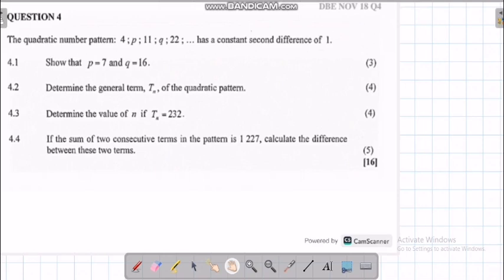Okay people, we are moving forward now, we're doing question 4. So question 4 from November 2018. This is grade 11 again.